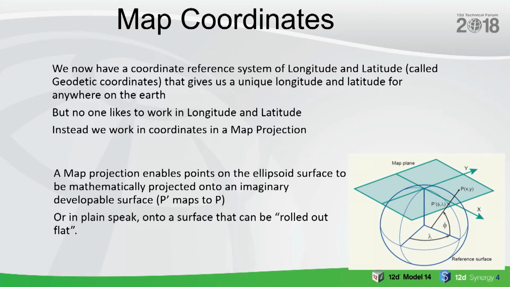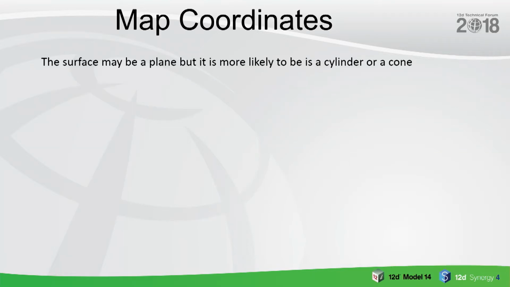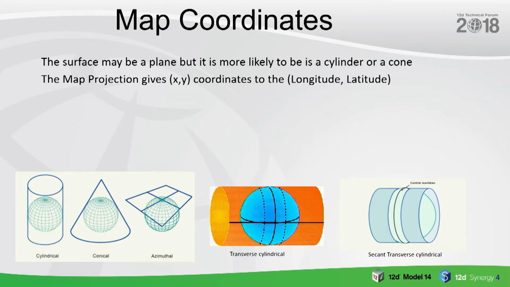So basically you're projecting or rolling out onto a map projection. It's not usually an actual flat bit of paper. It's usually either a cylindrical or conical or some sort of cone, and you get all these different names for those sorts of things. The one we actually use is this secant transverse cylinder.